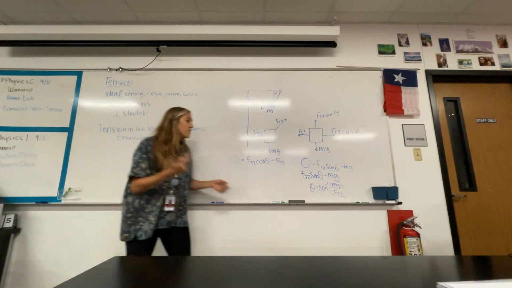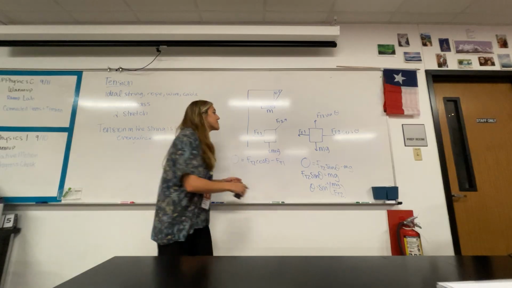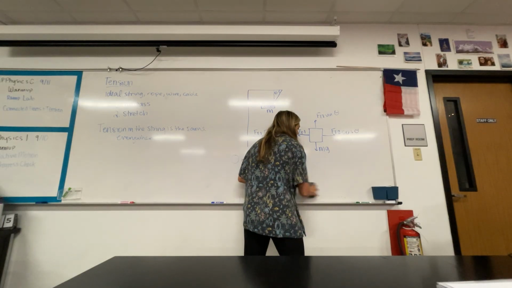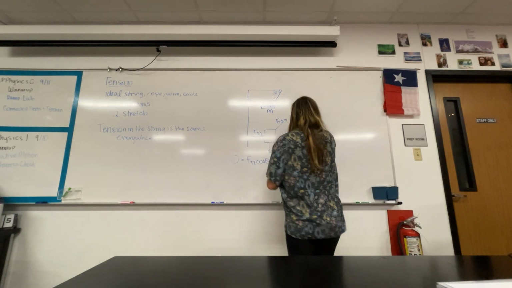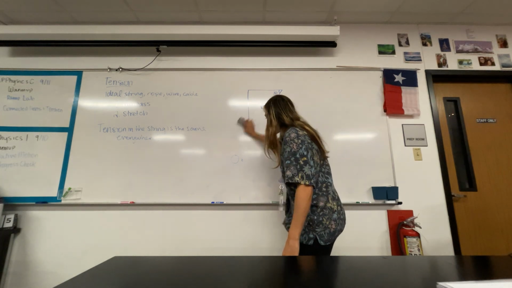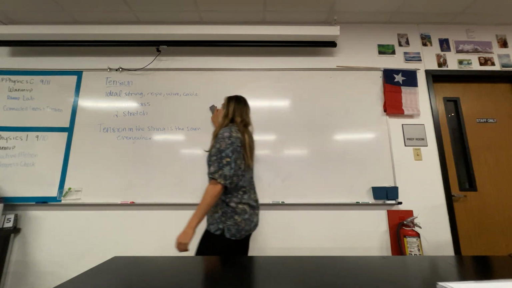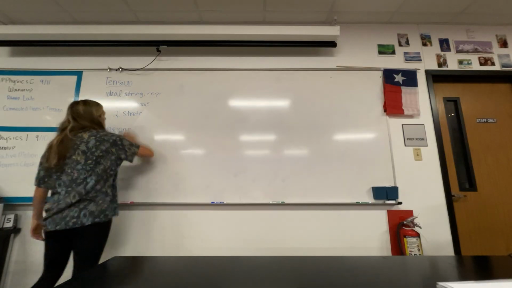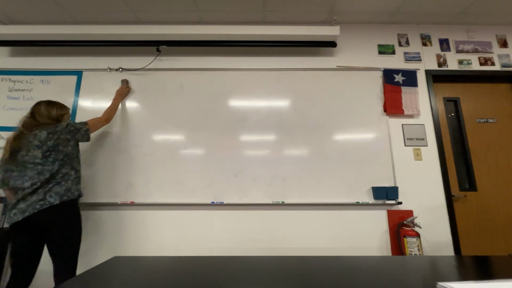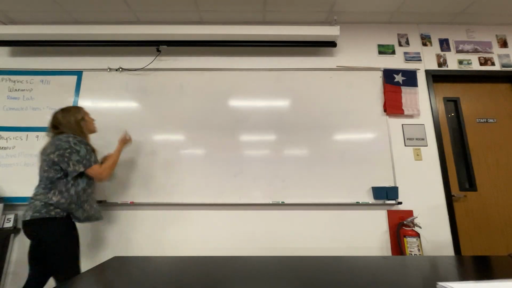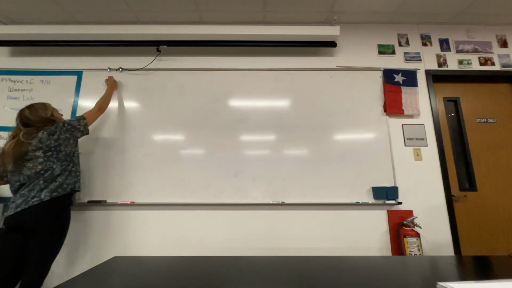All right, now we're going to do connected objects, which 9 times out of 10 means Atwood machine. I mean, really, truly, 9 times out of 10. It means Atwood machine. But let's clarify a couple of things before we jump into an Atwood machine. All right. Connected objects.